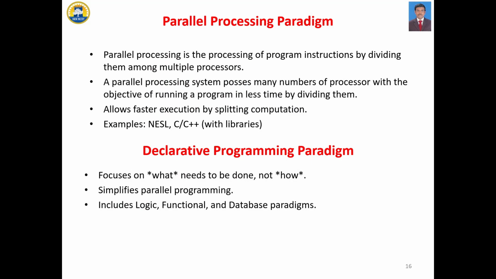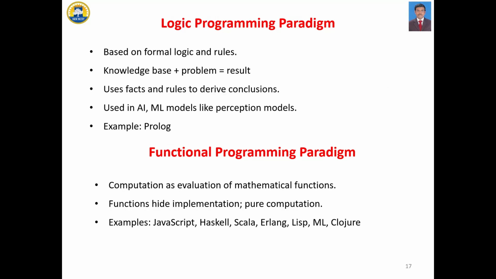The next paradigm is the declarative programming paradigm. It focuses mainly on what needs to be done, not how it is to be done. It simplifies parallel programming. It includes logic, functional and database paradigms. Logic programming paradigm: it is based on formal logic and rules. Knowledge base plus program gives the result. It uses facts and rules to derive conclusions. It is used in artificial intelligence and machine learning models like perceptron models. An example is Prolog.